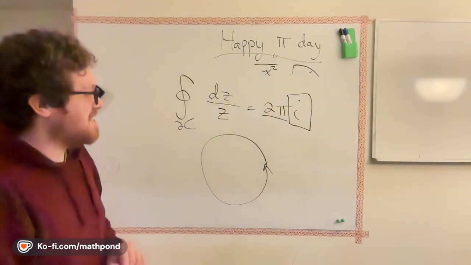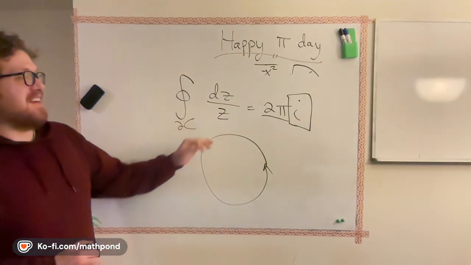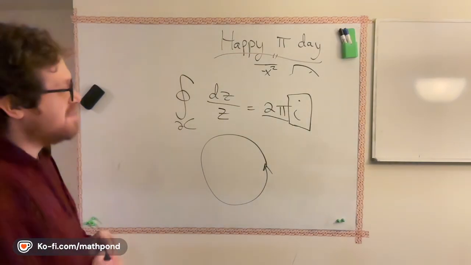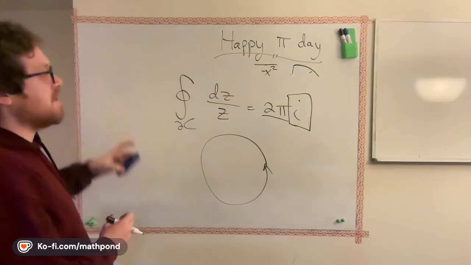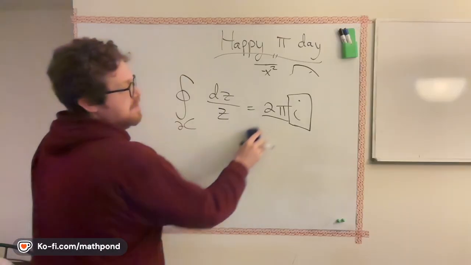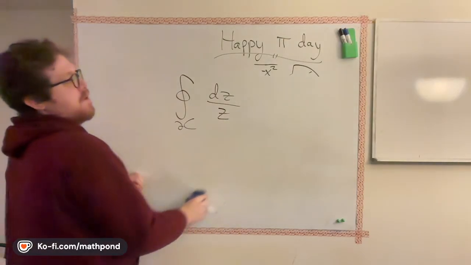Over dz. No, just over z. Yeah, typo. So how would we compute this, right? It's a complex integral, so we're going to have to parameterize it.